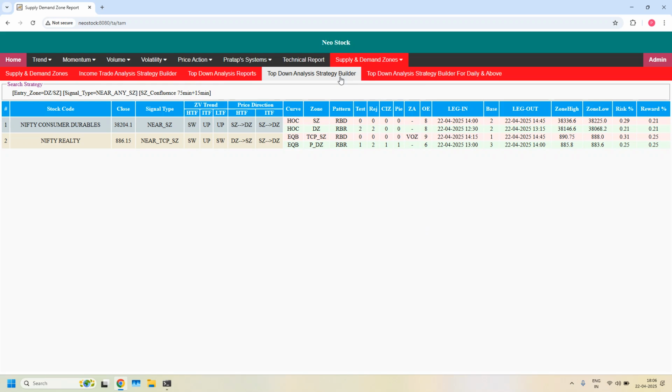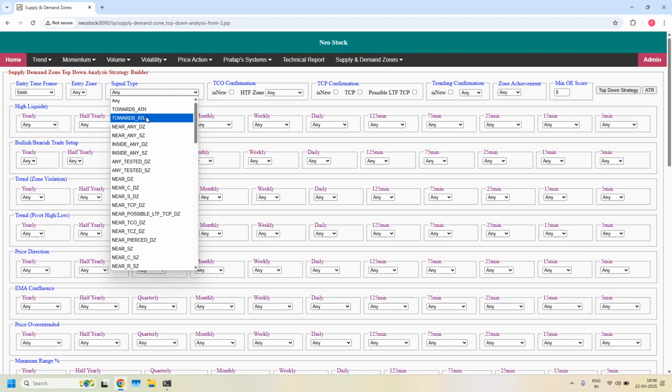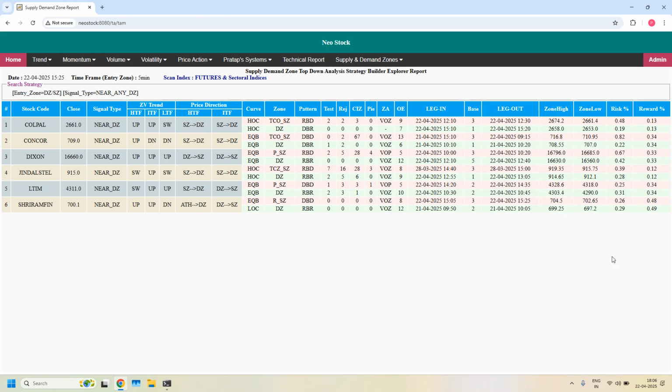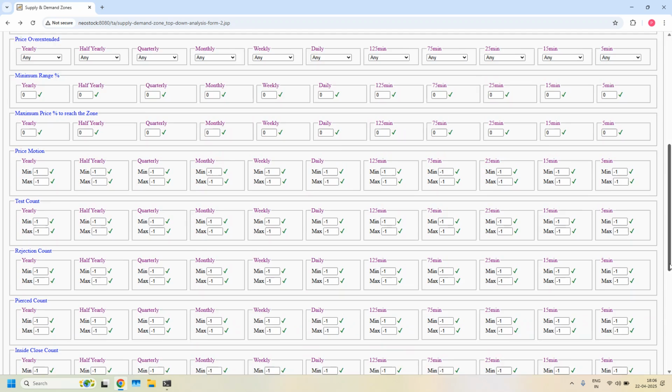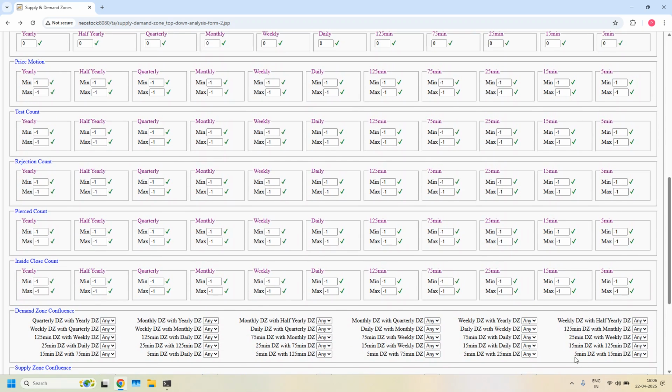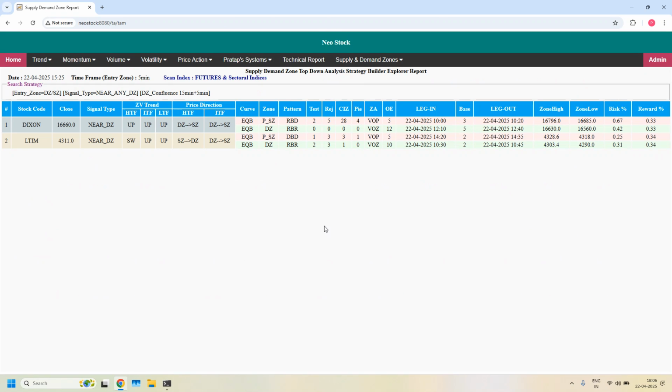Okay, next time frame is 5 minutes. Stocks near 5-minute demand zone: we got 6 stocks. Let's verify ITF demand zone confluence, that is 5-minute and 15-minute demand zone confluence. So with this filter, we got 2 stocks.